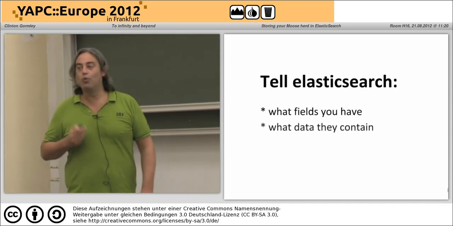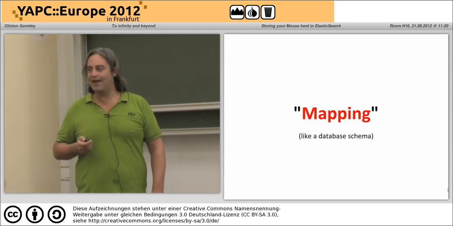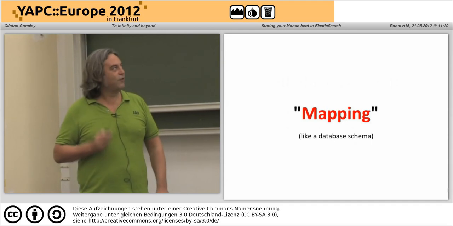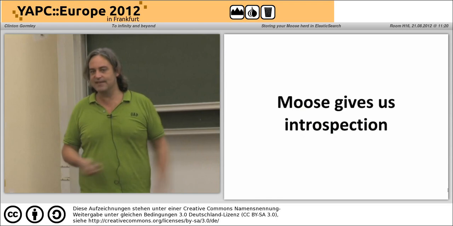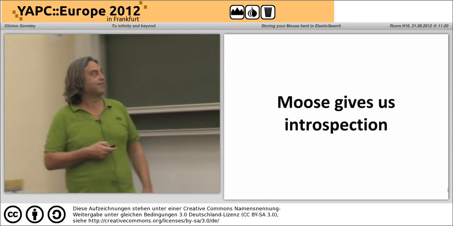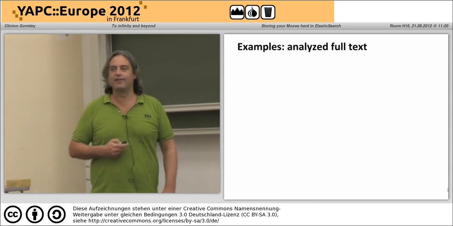You need to tell it what fields you've got, what data they contain, and how you want them indexed. It's called mapping, which is like a database schema in a normal DB. Fortunately, Moose gives us introspection, which takes a lot of this pain away.